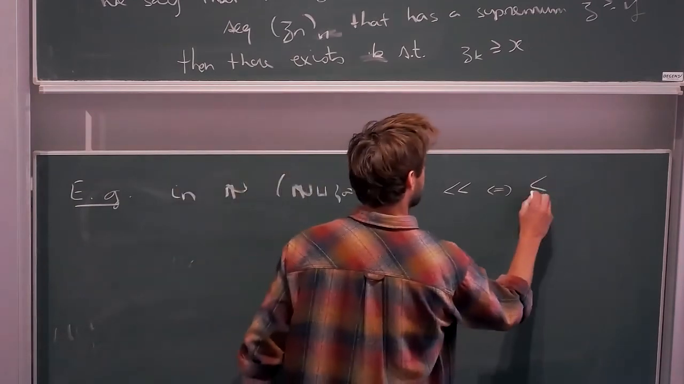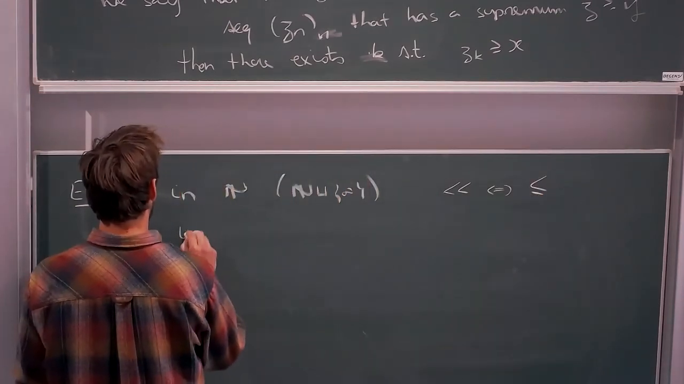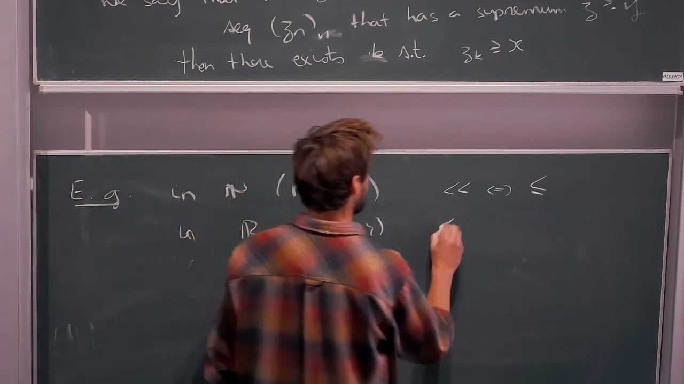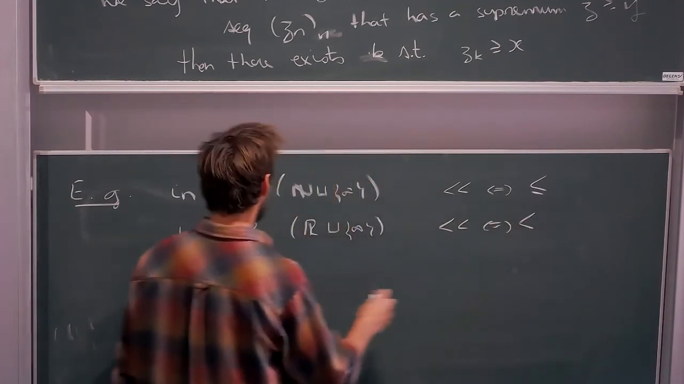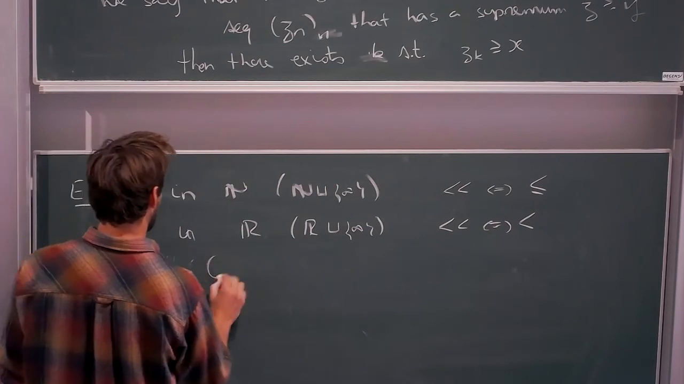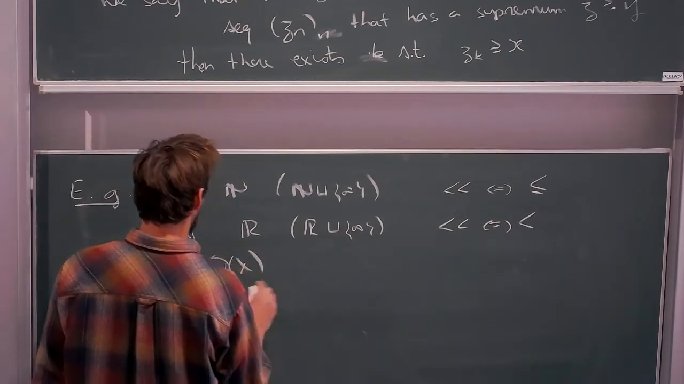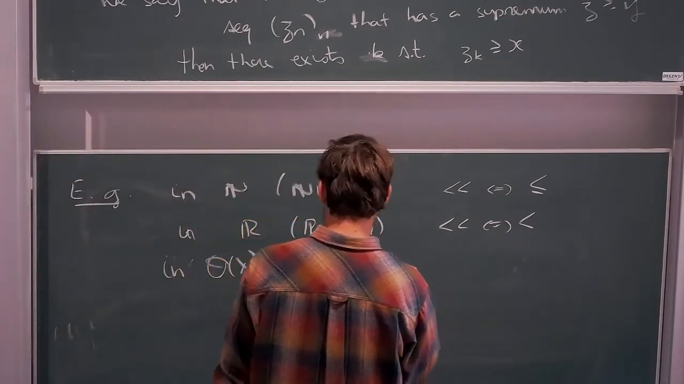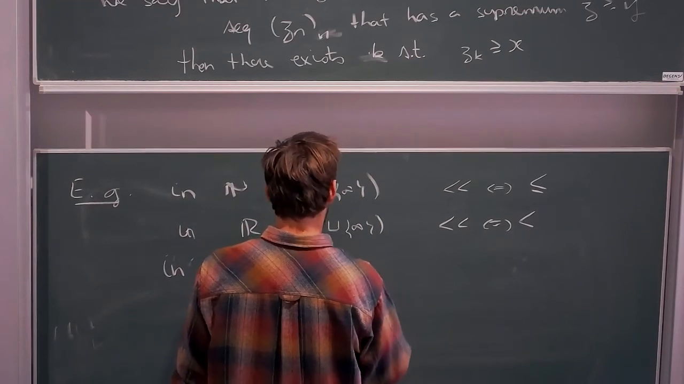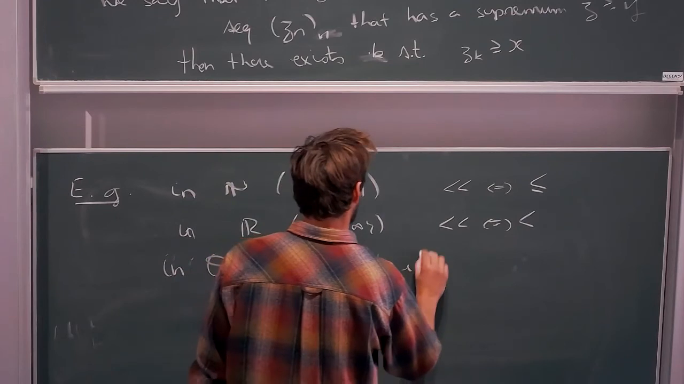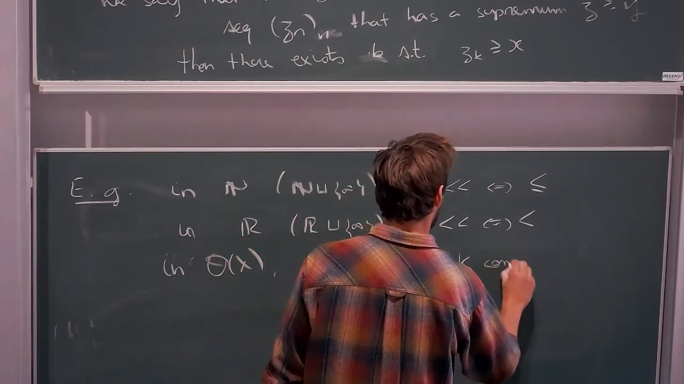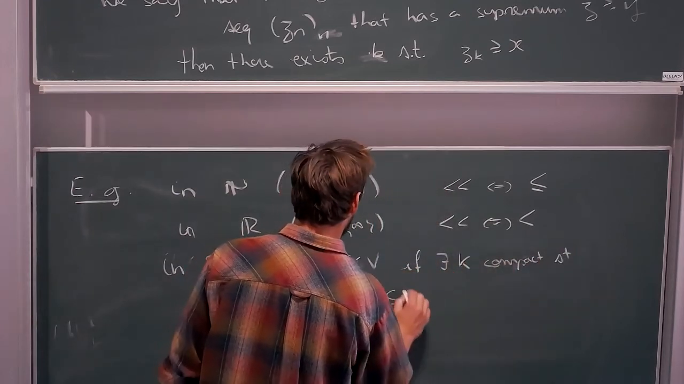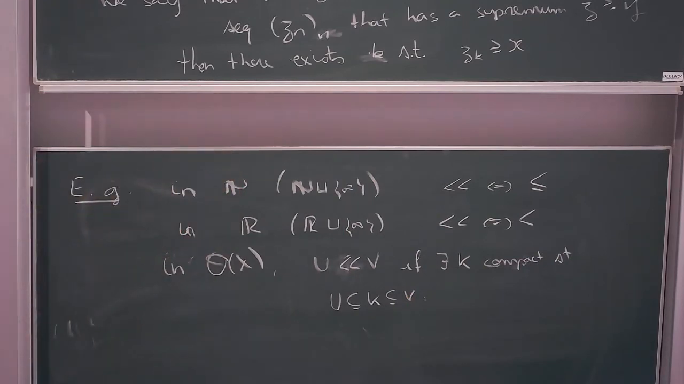So this is the same thing as this. In the real numbers, or the completion of the real numbers, this is the same thing as this. And for example, if you take the open sets of a topological space, U is compactly contained in V if there exists a compact K such that you can put it in the middle, okay? So just to give you an idea.